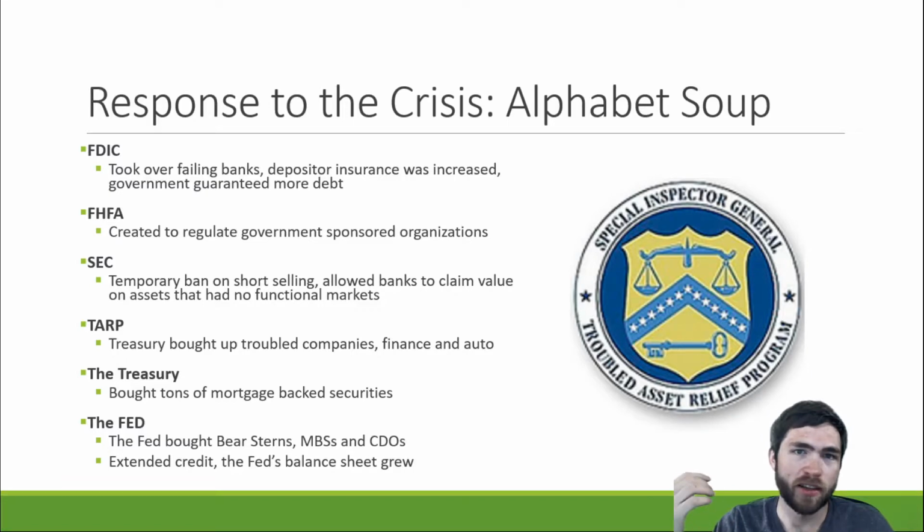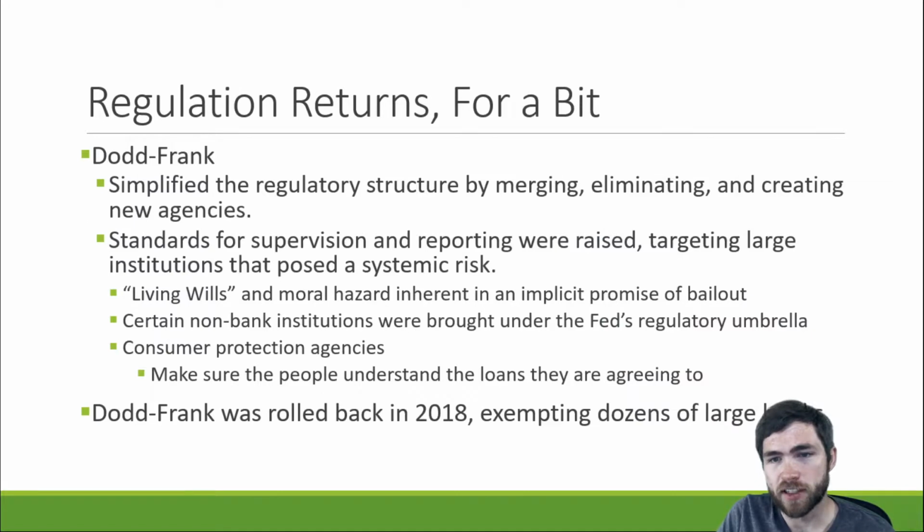Extended credit in the Fed's balance sheet grew to unimaginably large proportions compared to where it once was. This was also where quantitative easing began, where the Fed was essentially just pumping more and more money into the financial system.